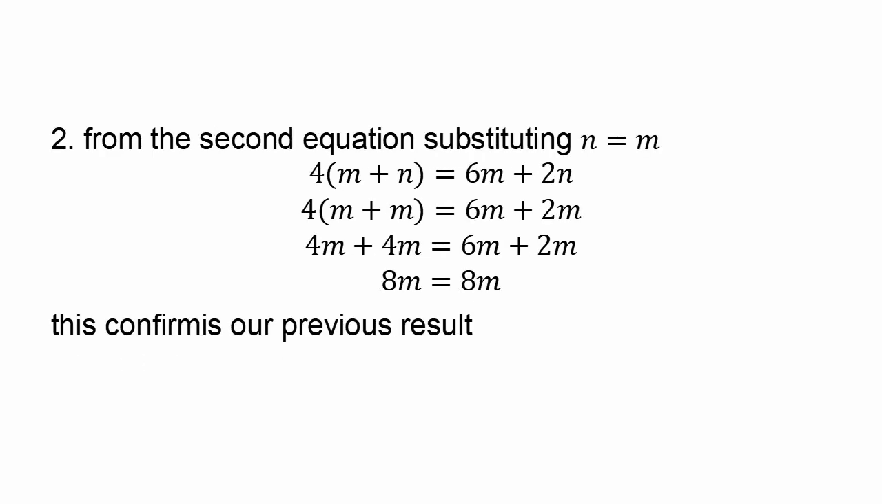Second. From the second equation, substituting n is equal to m, we have 4 times (m plus n) is equal to 6m plus 2n. 4 times (m plus m) is equal to 6m plus 2m. 4m plus 4m is equal to 6m plus 2m. 8m is equal to 8m. This confirms our previous result.